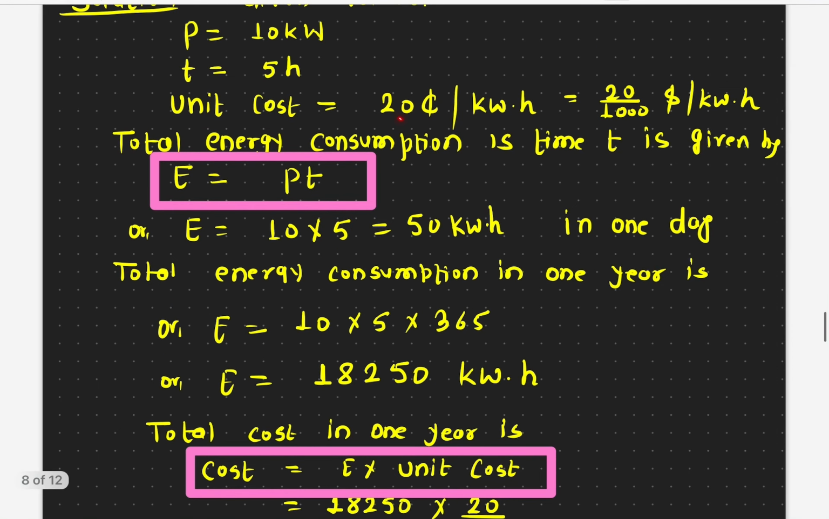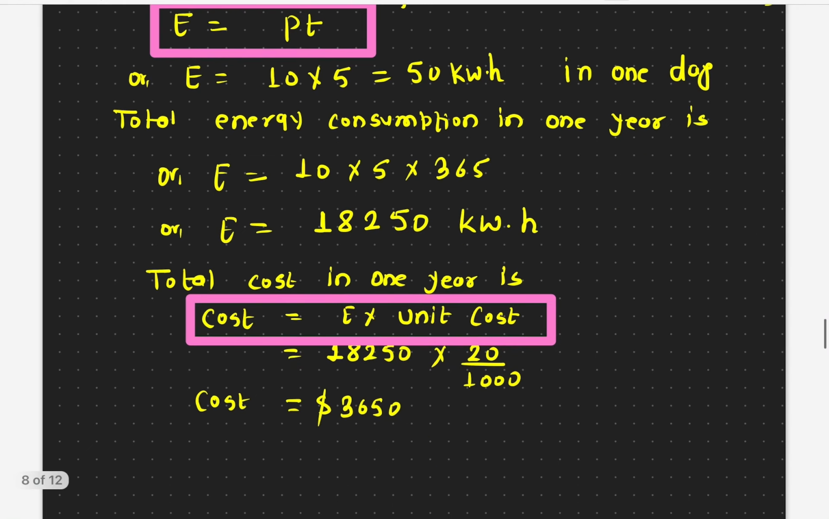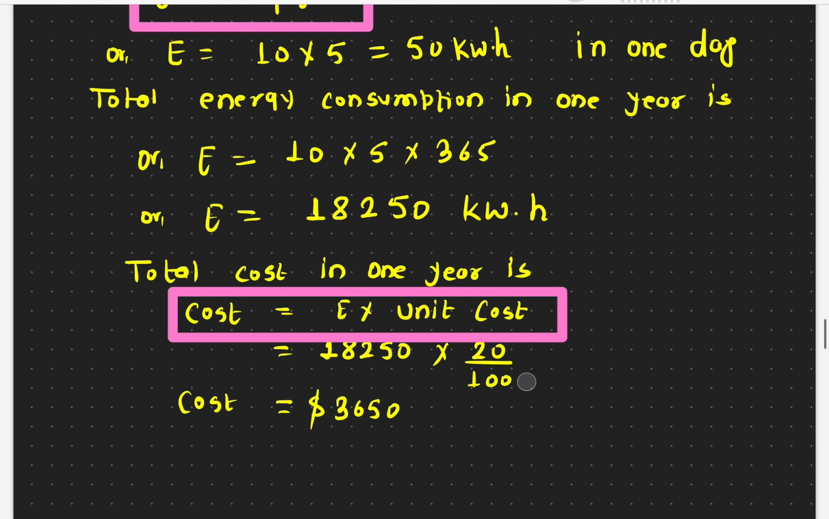And now the unit cost is given. That means if you use 1 kilowatt hour, then the amount you have to pay is 20 cents. That means 20 over 100. So if I'm using this much energy, how much bill do I have to pay? So this number times 20 divided by 100. Let me do the math here.